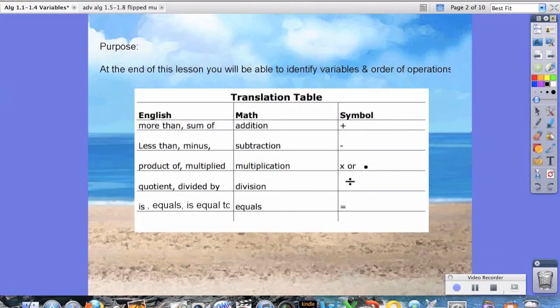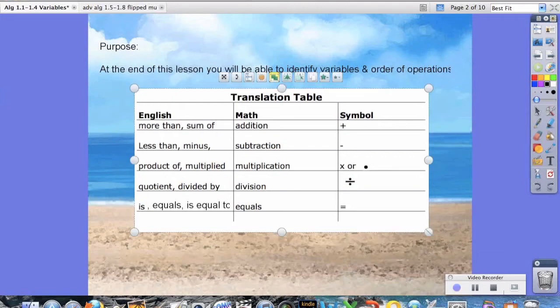Now what you'll notice here is I have the heading for each part of this table is English, Math, and the symbol itself. So what that means is that as we go through word problems and you see the words more than or the sum of, that's referring to addition, which obviously is the plus sign in math. In English, we have less than or minus, which is subtraction, or the minus sign. Product or multiplied by is multiplication. Quotient or divided by is division.